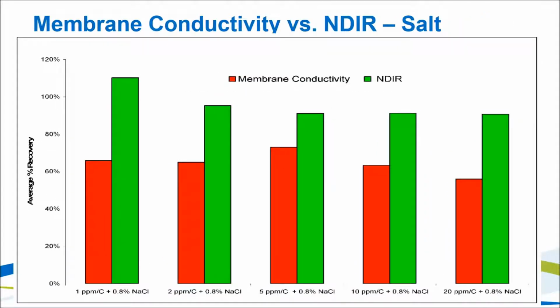All right, and now let's talk about salt. So here are different levels of carbon run with salt. So 0.8% sodium chloride. As you can see, NDIR sticks around 100% recovery, while with membrane conductivity, you get lower results. You get a false low.